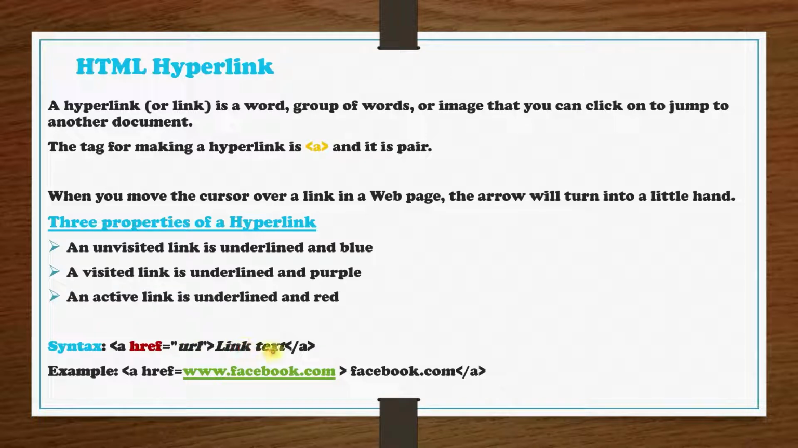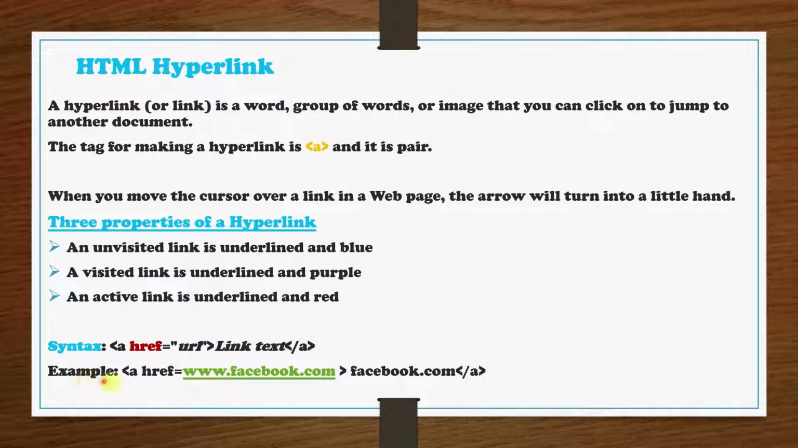And then the link text. For example, this link text can be click on me, or it can be new news or something else. It means this text is gonna be a text which attracts the attention of your visitor.